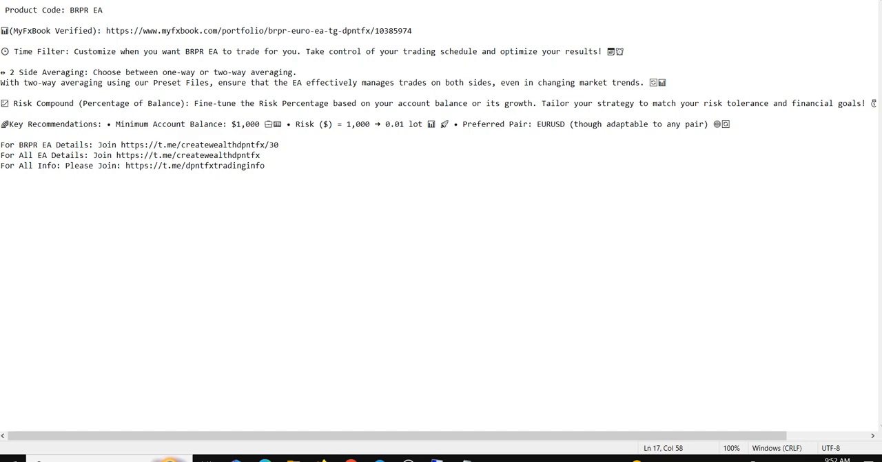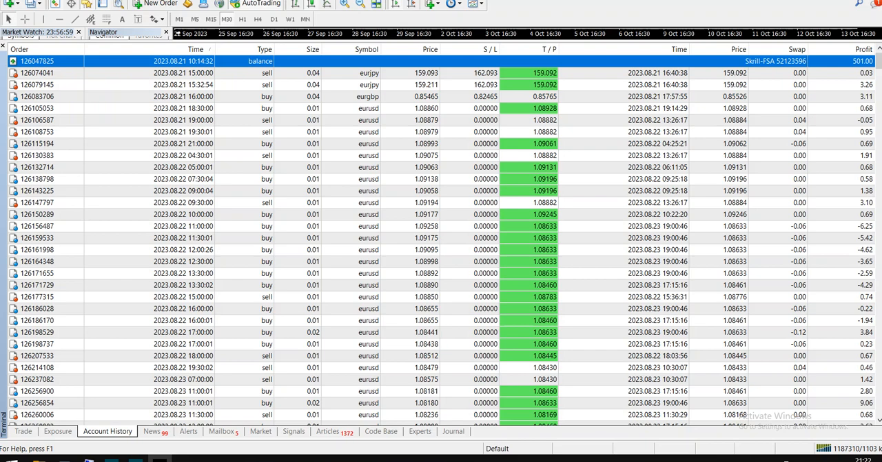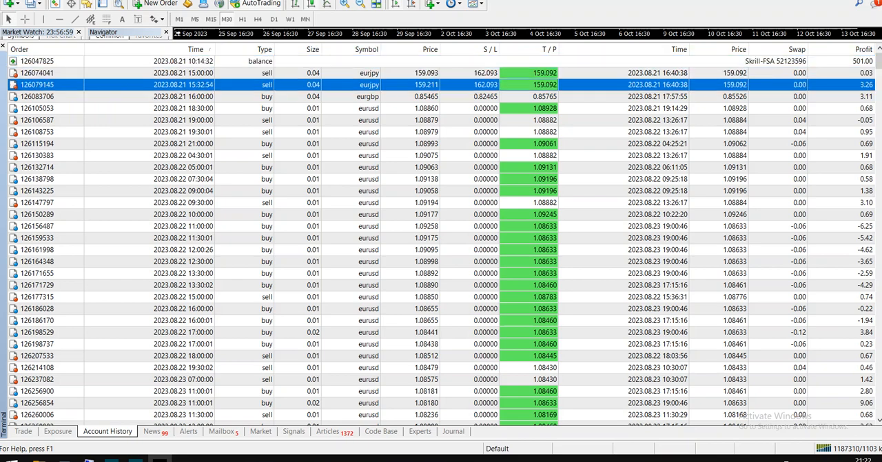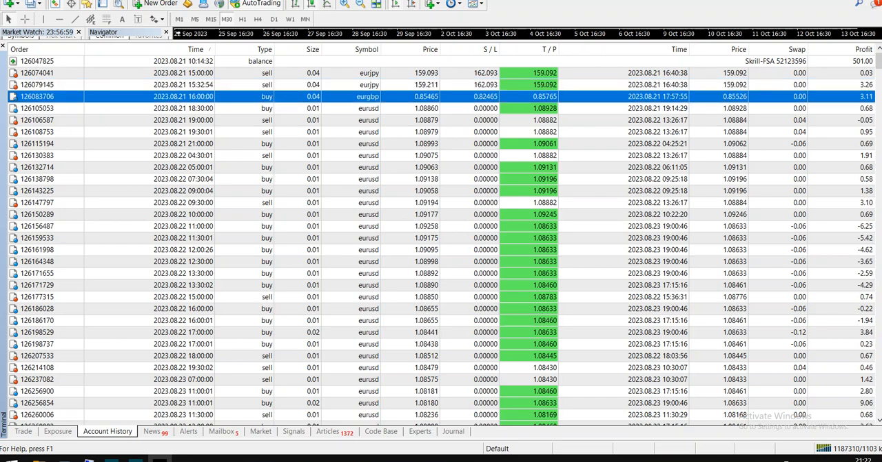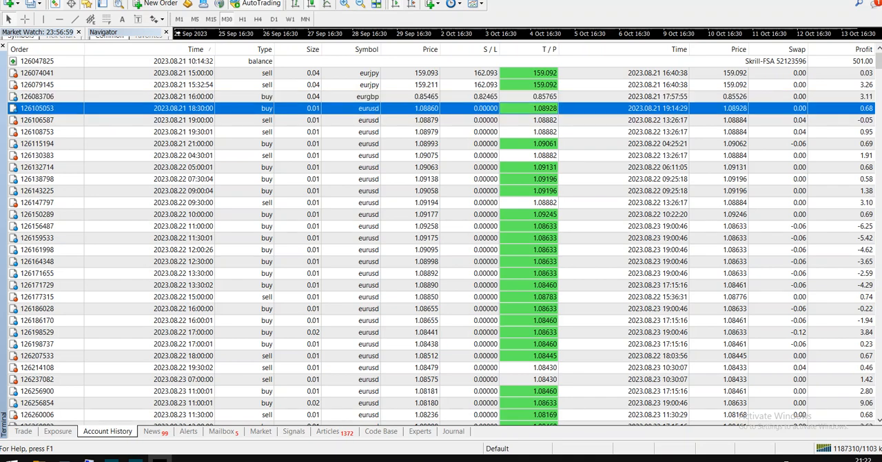So let's go to the trading result now. Guys, here is the account. We started with 500 US dollars, 501 US dollars in fact. Please ignore these three trades, because I was not aware that I was trading on this account. From here, it is all automated.